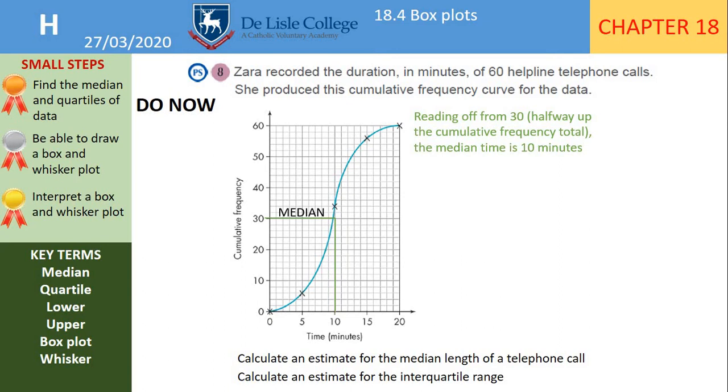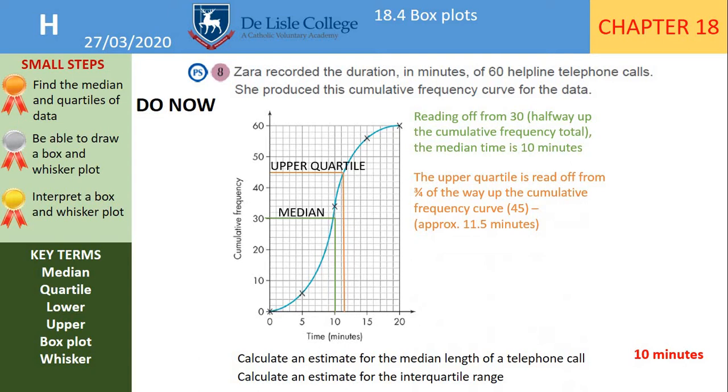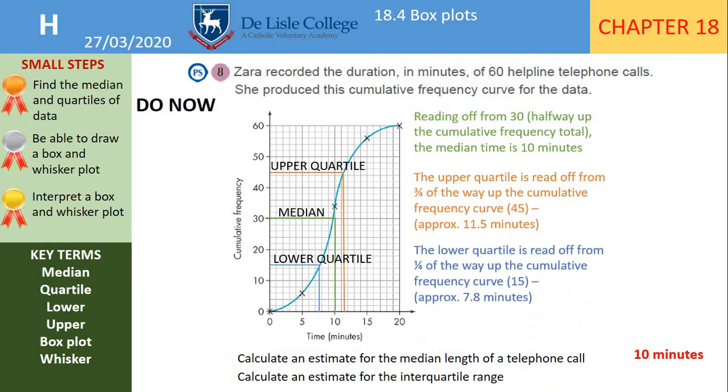Then for the interquartile range, this is the upper quartile, subtract the lower quartile. So for the upper quartile, this is 3/4 of the way, so 3/4 of 60 is 45, so reading across to the graph and down. So this is your upper quartile, and the upper quartile is approximately 11.5 minutes. The lower quartile, remember, is 1/4 of the way up the cumulative frequency axis, so to 15. So reading off a value for the lower quartile would be approximately 7.8 minutes.